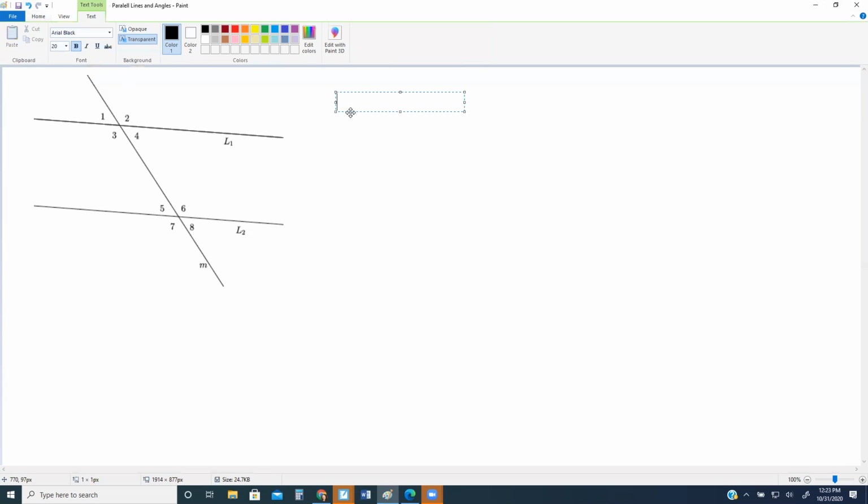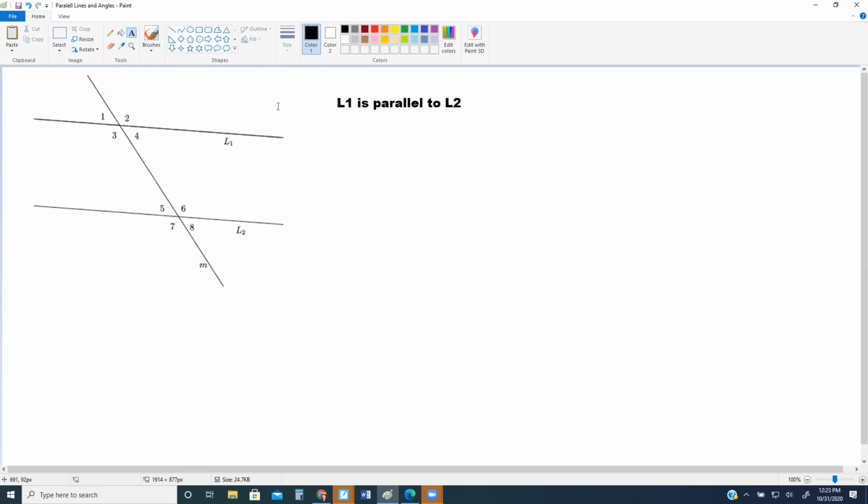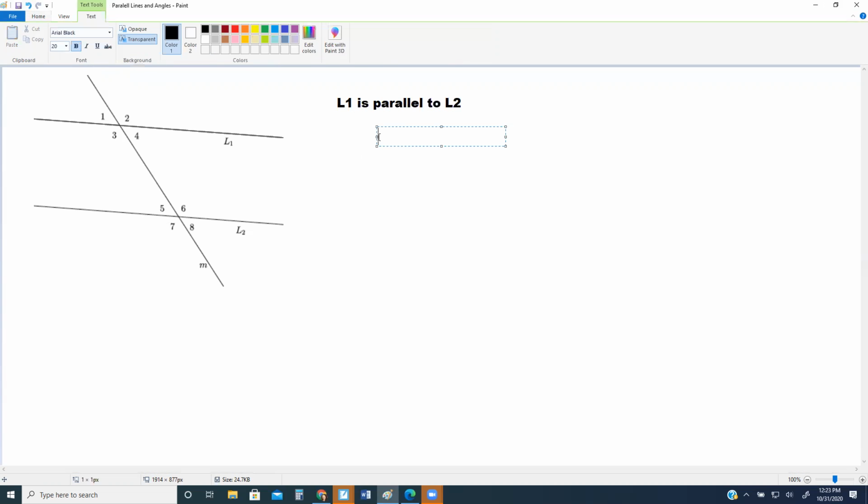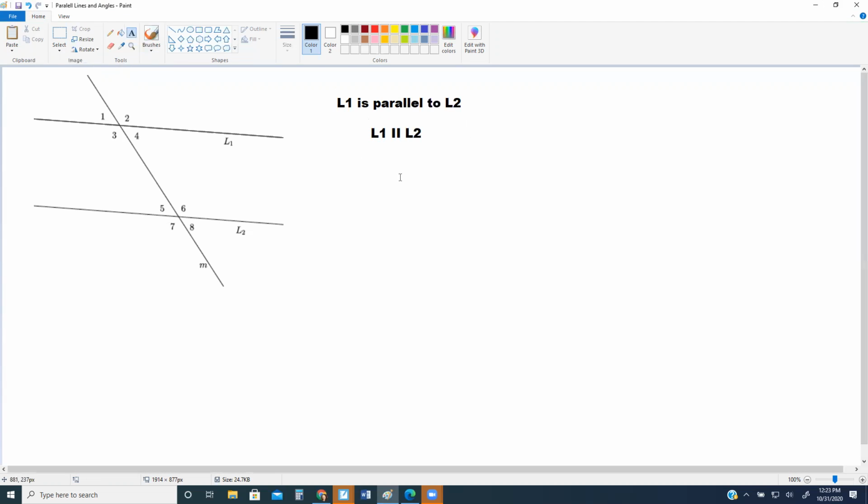So here's what I'm going to do. L1 is parallel to L2. But I'm a mathematician, and there are other mathematicians. And guess what, guys? Mathematicians are a little bit lazy. So we have a little shorthand that I'm going to teach you. L1, and then there's two vertical lines, L2. Those two vertical lines mean that they are parallel. L1 is parallel to L2. We're just being lazy and writing some shorthand.